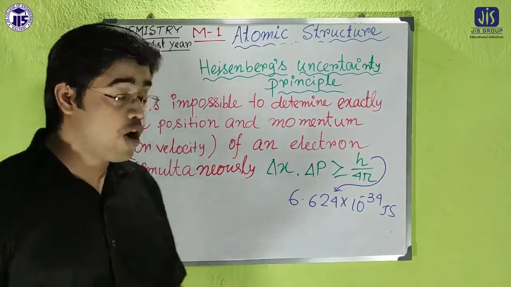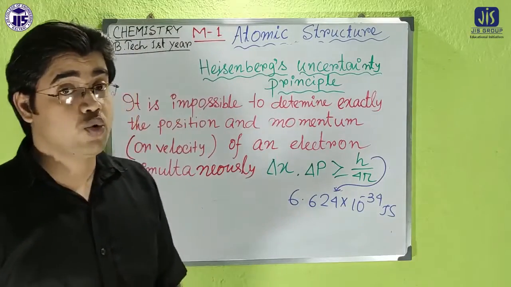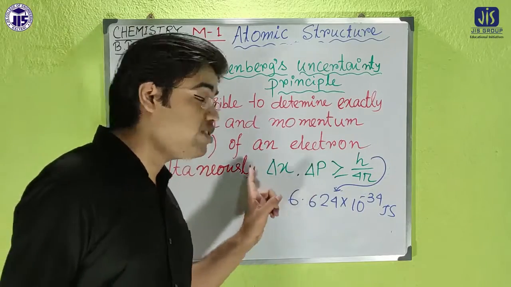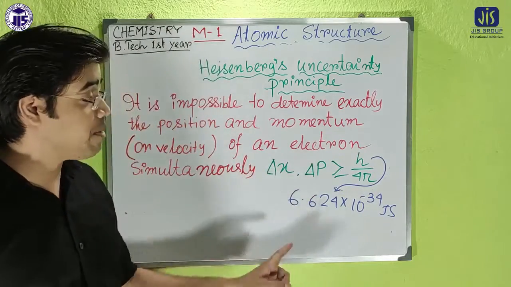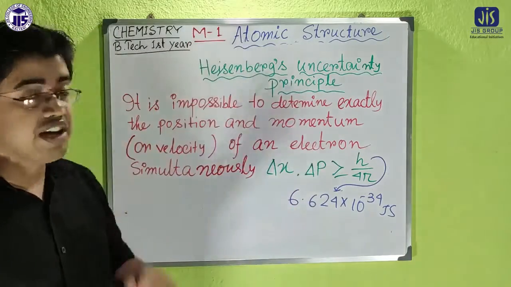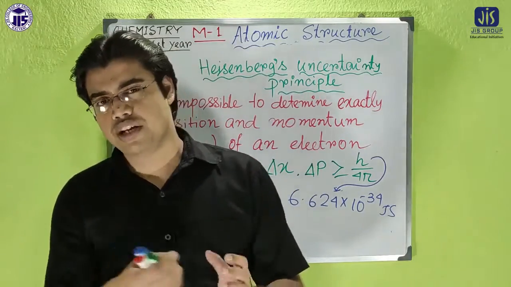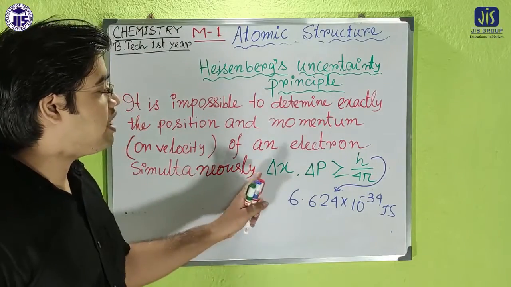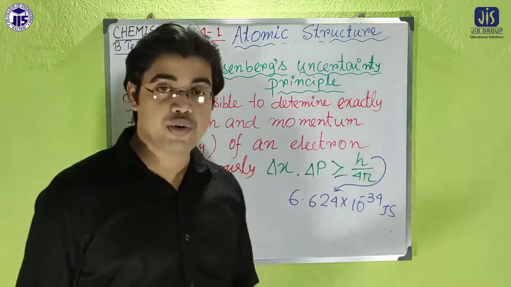Some kinds of numerical problems you can also see in the question paper, where by applying that equation at that time we have to use delta x into delta p equals h by 4 pi. That will be the Heisenberg uncertainty principle. Generally, we have to use delta x into delta p greater than or equal to h by 4 pi.